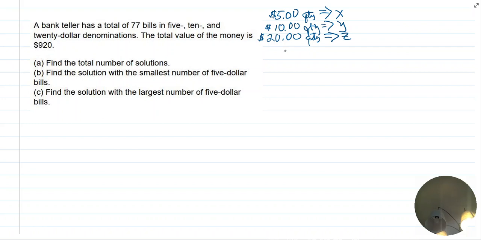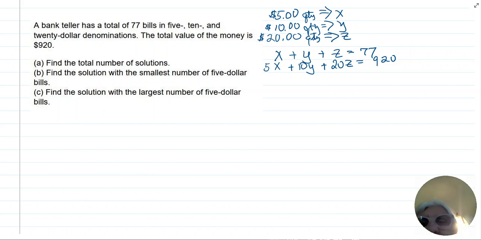So we know that the number of 5s plus the number of tens plus the number of 20s equals 77 bills. The total amount of the money is $920. So that means I multiply 5 times the number of $5 bills plus 10 times the number of $10 bills and 20 times the number of $20 bills to give me $920. All right.